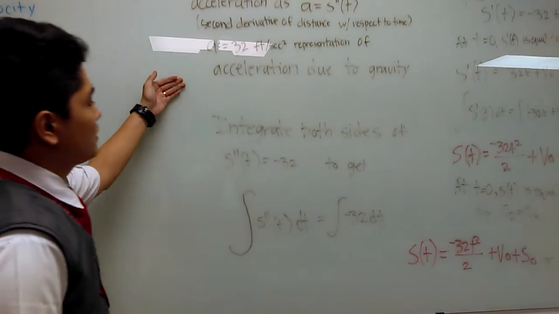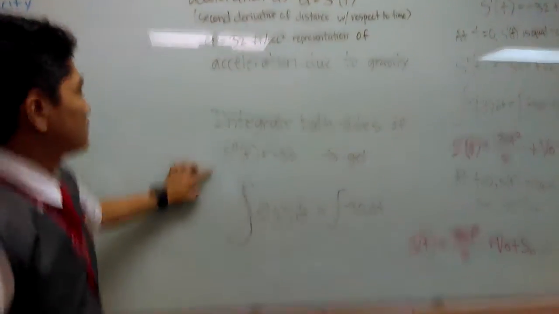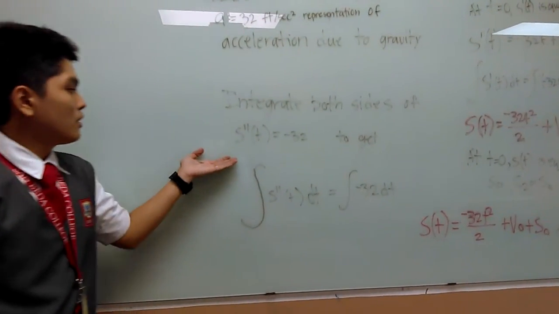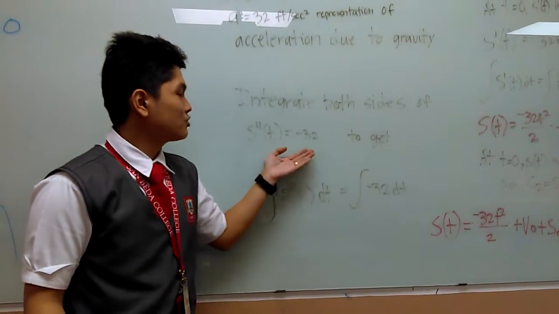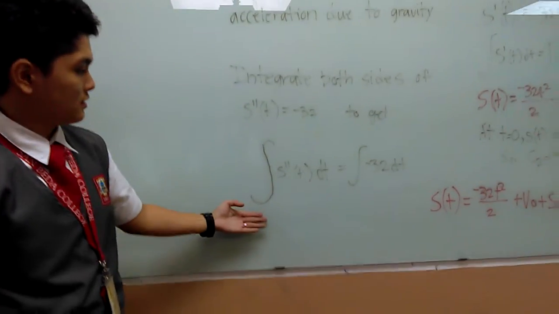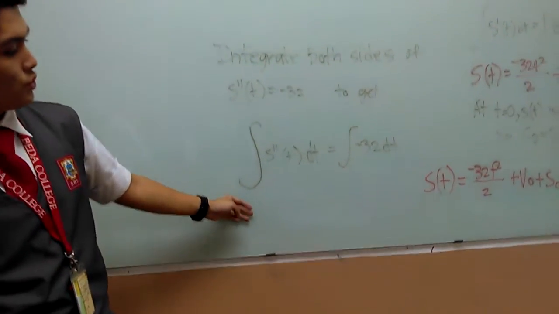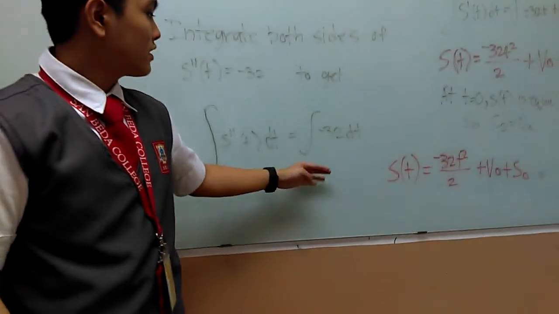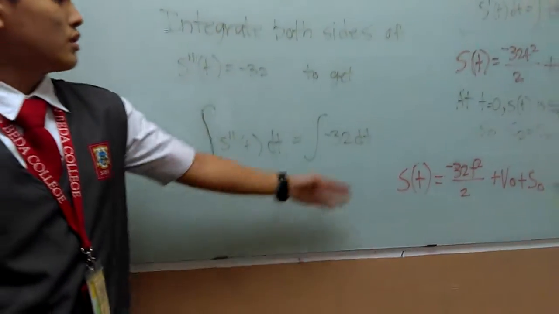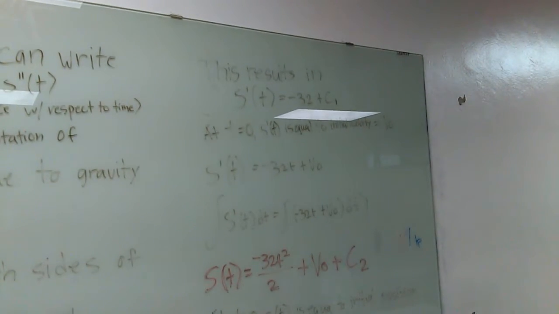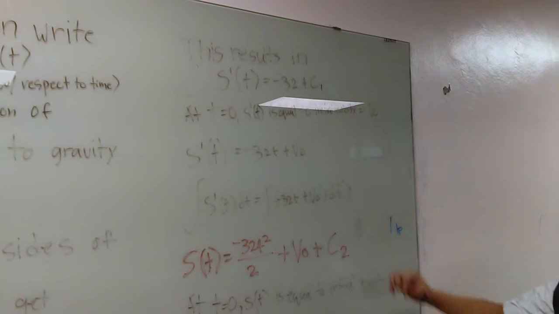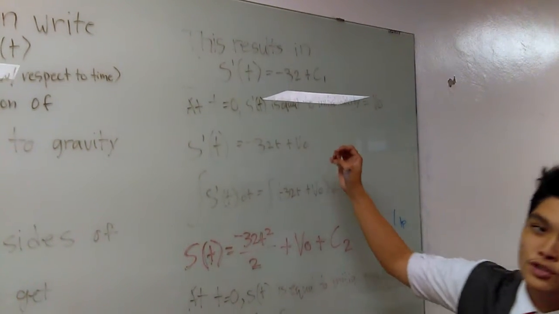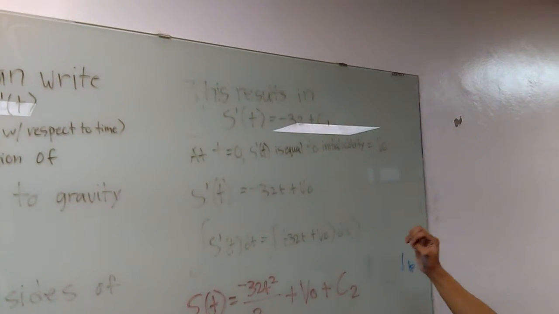If we integrate both sides of the second derivative of the distance with respect to time equals negative 32, we will get this, which will equal the integration of negative 32 dt. And this equation will result in the derivative of distance with respect to time equals negative 32t plus constant sub 1.